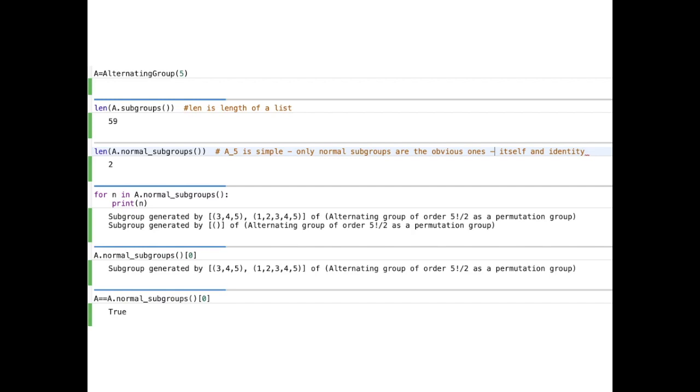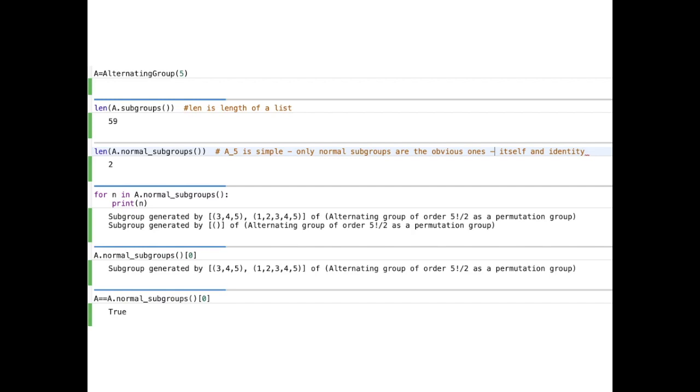We've set A to that. And then A.subgroups will list all the subgroups of A, and that's going to be a huge list. So in order to avoid printing it all out, I just decided to throw that list into the len command, which gives the length of that list. This alternating group on 5 letters is a group of 60 elements, and it turns out to have 59 subgroups. I think it's just a coincidence that 59 is one less than 60.